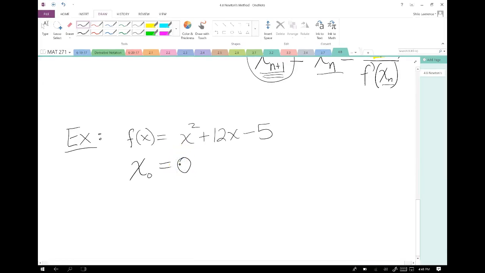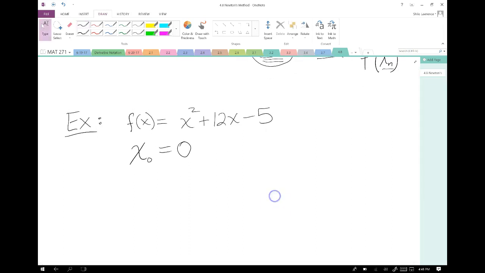So one of the things we need in order to do Newton's method, we need to know what the derivative for this function is. That's the slope of our tangent line. And that one we could do very easily by hand. And that is 2x plus 12.